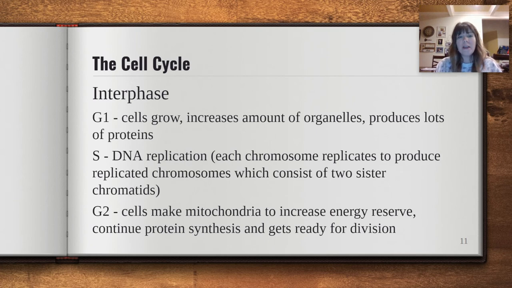So what is DNA replication? Well, essentially, it's when each chromosome is replicating, and it then has 2 sister chromatids. So it's in that X form. And that's going to become important when we start talking about mitosis and meiosis. G1 and G2 are essentially about cell growth, increasing energy, and making sure we have enough energy for cell division.